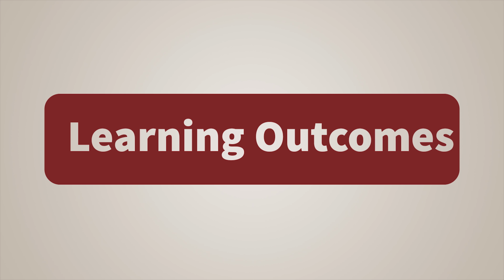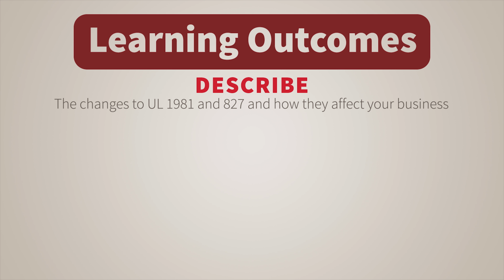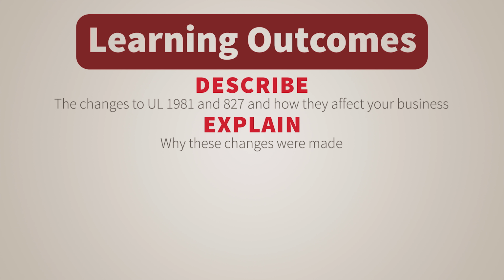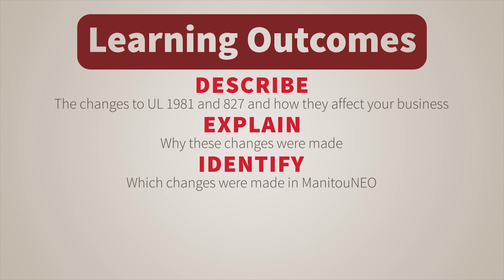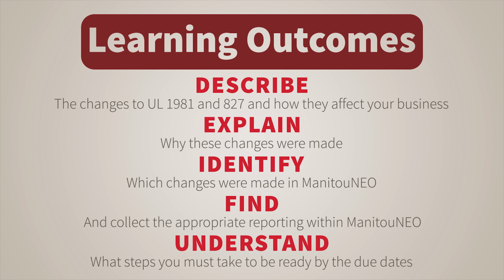Upon completion of this tutorial, you should be able to describe the changes to the UL 1981 and 827 and how they affect your business, explain why these changes were made, identify which changes were made in Manitou to accommodate the updates to the UL standards, find and collect the appropriate reporting within Manitou for UL inspections, and describe what steps you must take to be ready by the due dates.